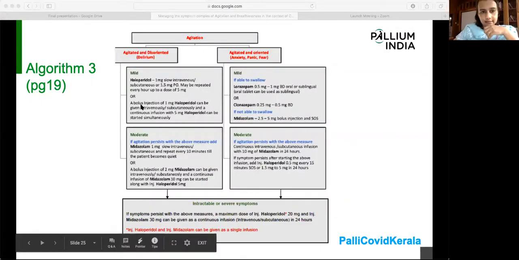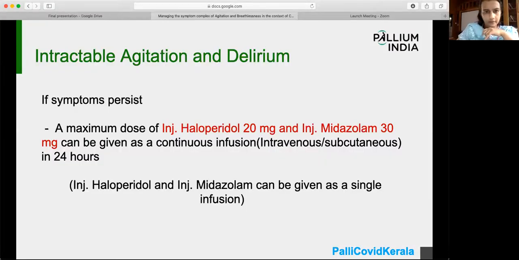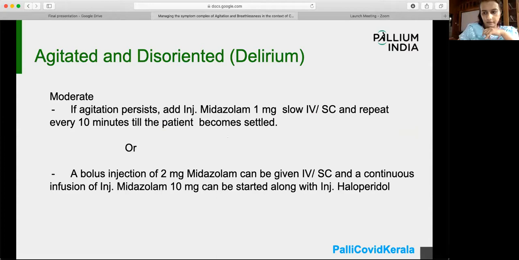This is describing the algorithm. So coming to moderate delirium, if agitation persists, then you can add an injection midazolam. So we start with haloperidol, and then you come to moderate delirium. Agitation is persisting, you can add an injection midazolam, 1 mg, slow IV or subcut, and repeat every 10 minutes till the patient becomes settled.